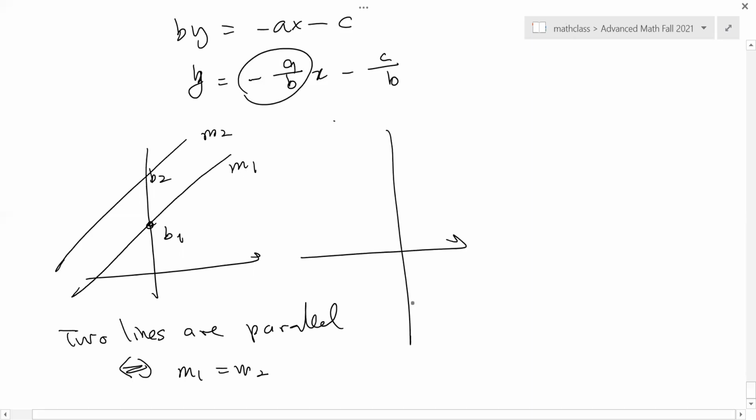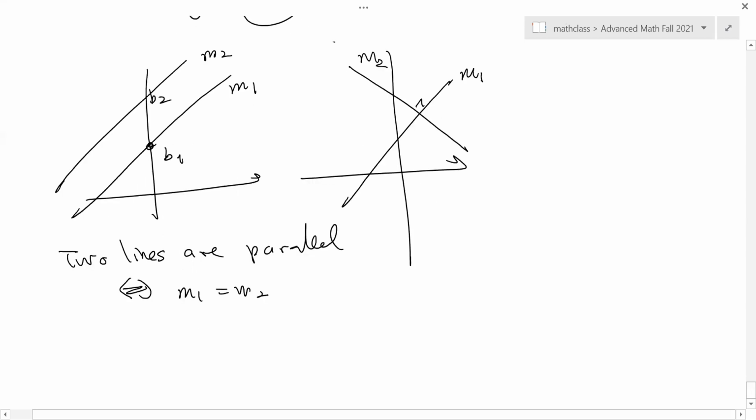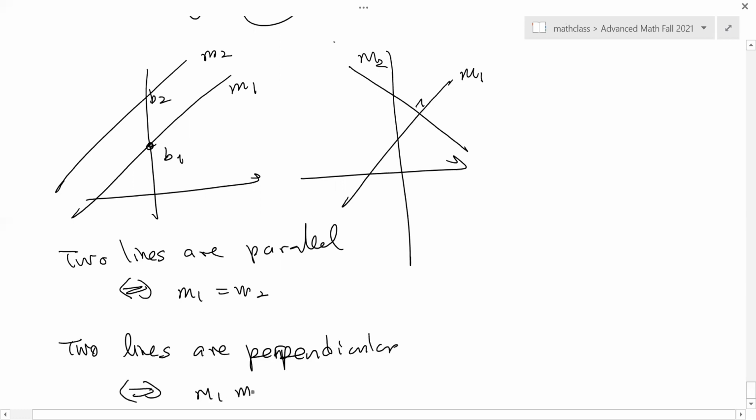And how about two lines being perpendicular? They are perpendicular if and only if the product of the two slopes is negative one. Perpendicular if and only if m1 times m2 equals negative one.